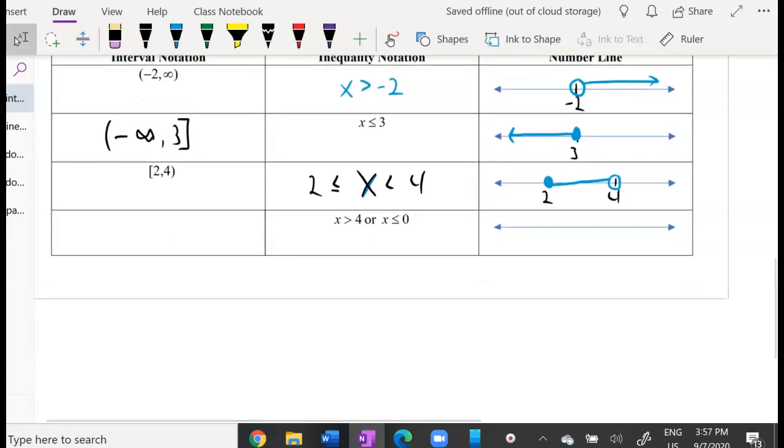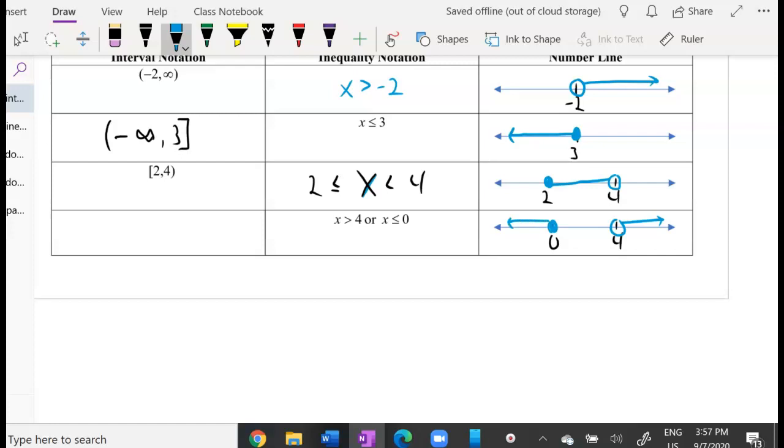Okay, and then the last one, x is greater than 4. So we have a 4 and a 0. Let's put these in their right places. So 0 is lower than 4. And we have x is greater than 4, but not counting 4. So we have an open circle there. And x is less than 0, including 0, so we have a closed circle there. And it looks like that.